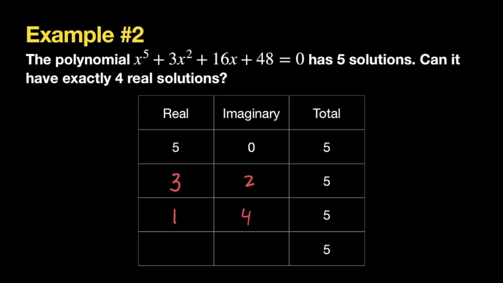The question was, can it have exactly four real solutions? The answer is no, because you could have 3, 1, or 5, but not only 4 real. You could have only 4 imaginary numbers, but not 4 real numbers. There's nothing else that we can put here. So we can actually just cross that out because we have nothing that we can put in that will add up to 5 with even imaginary numbers.